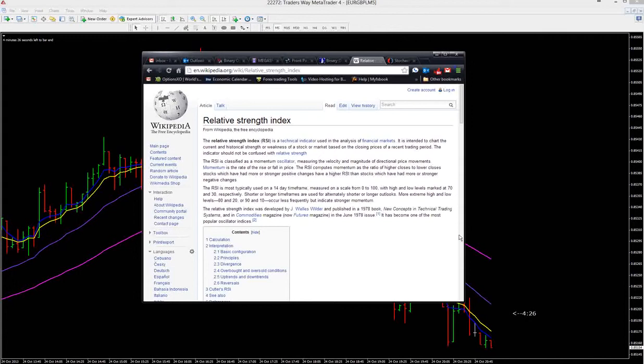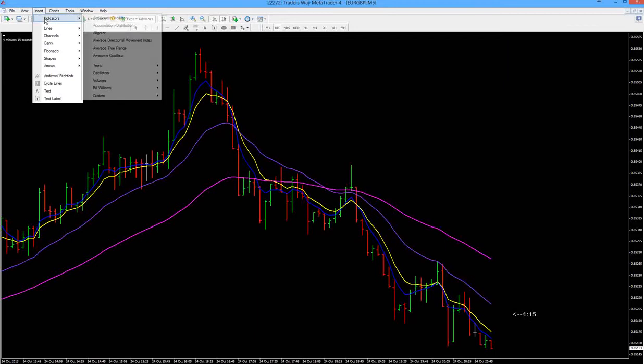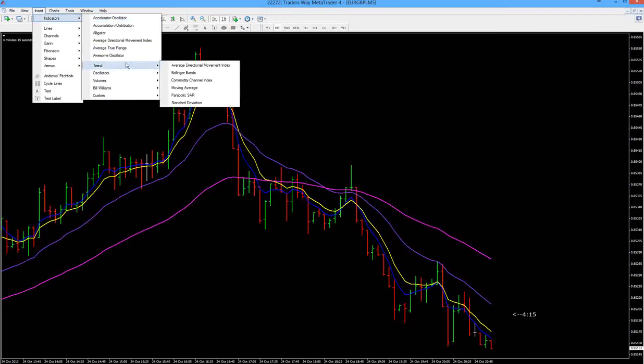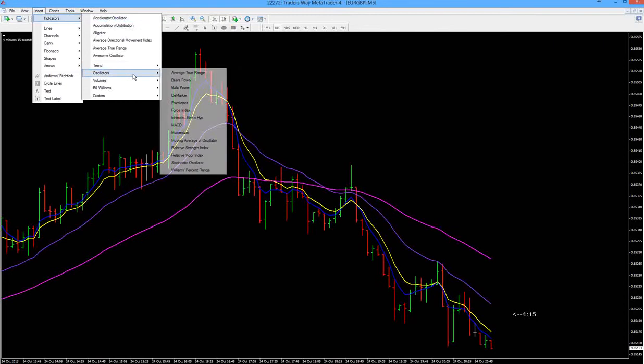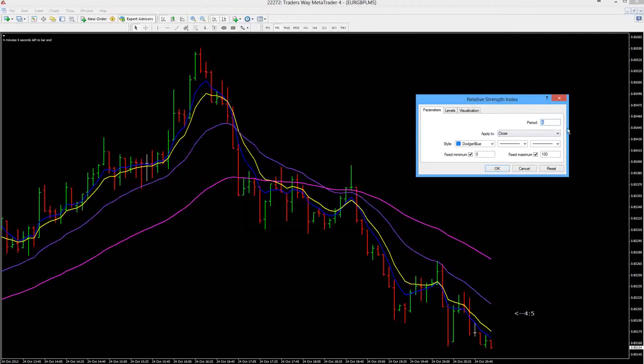So we're going to take a look first at how to use it on a trending market, and then we'll take a look at using it on a ranging market for reversals. All you got to do is go up to Insert, then Indicators, then Oscillators, and it's called Relative Strength Index. When it comes up, I believe by default this is going to be period 14. That's for a longer time frame, so I'd say maybe a 30-minute up, hour, 4-hour.